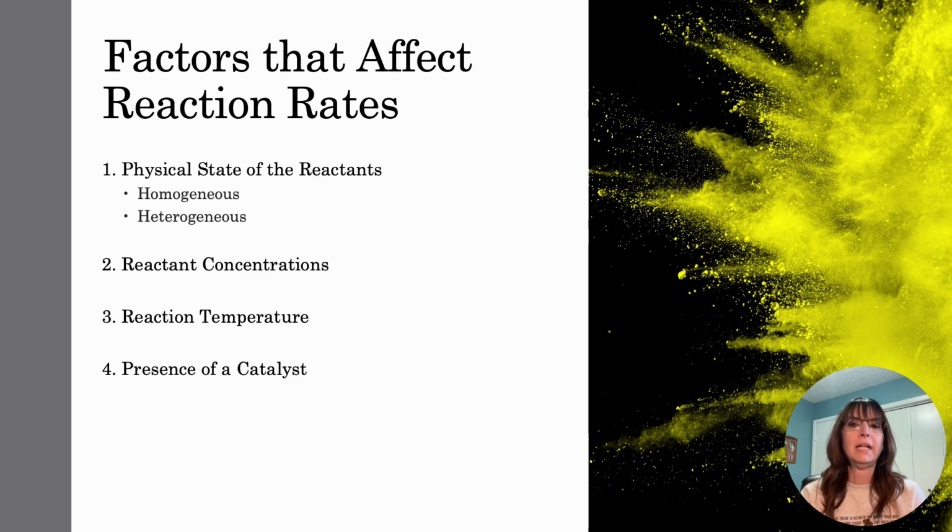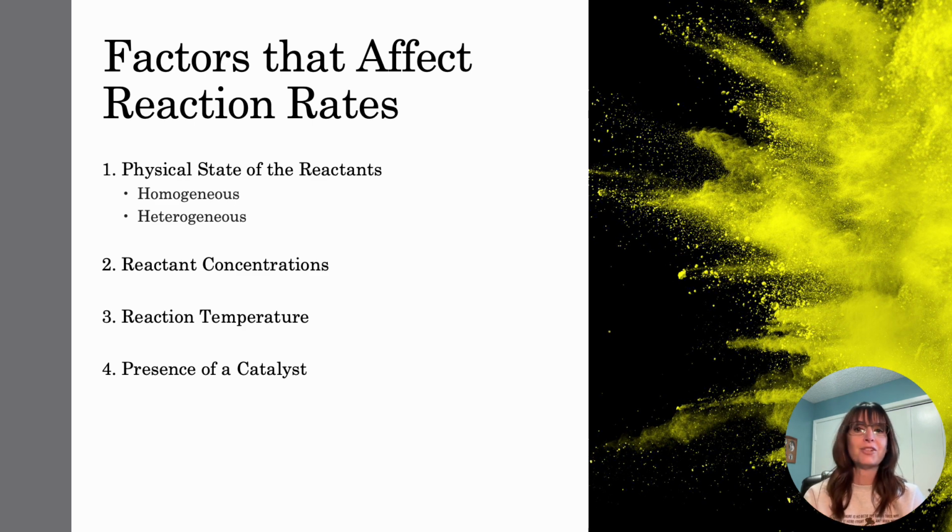The more readily reactant molecules can collide with each other, the more rapidly they will react. So heterogeneous reactions are going to be slower than homogeneous. Increasing the surface area of a solid will make the reaction go faster because more of the molecules can collide with other molecules. Another thing that can affect the rate of reaction are the reactant concentrations.